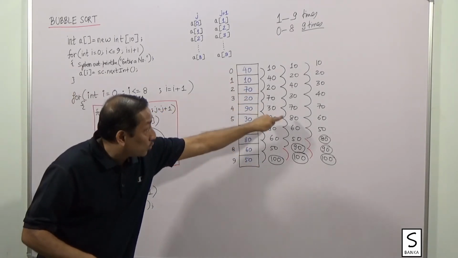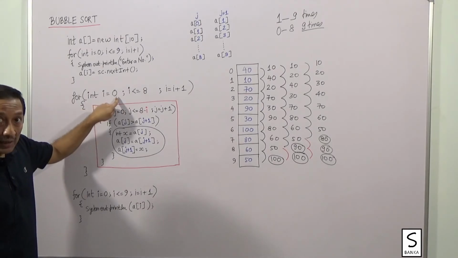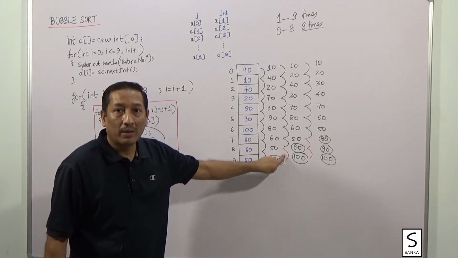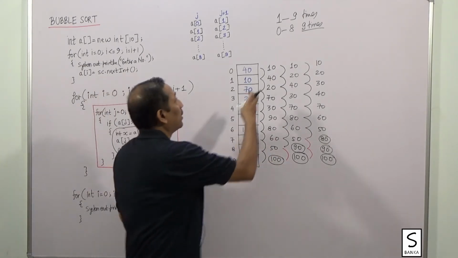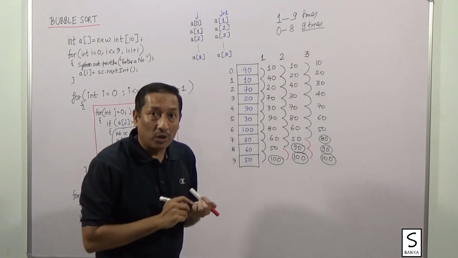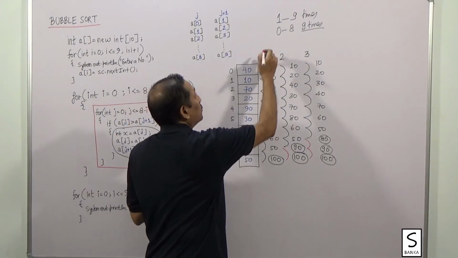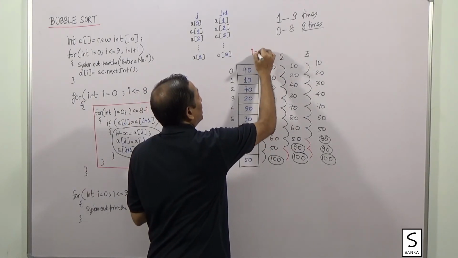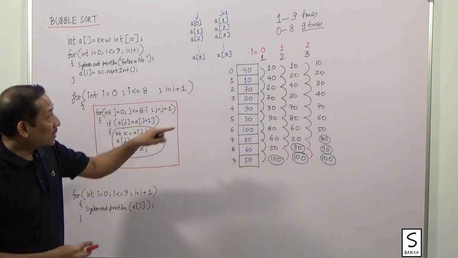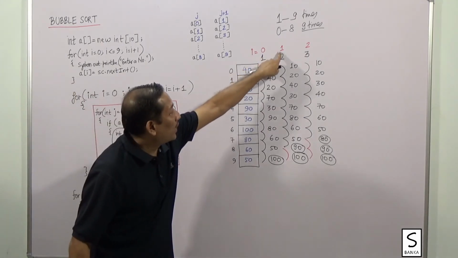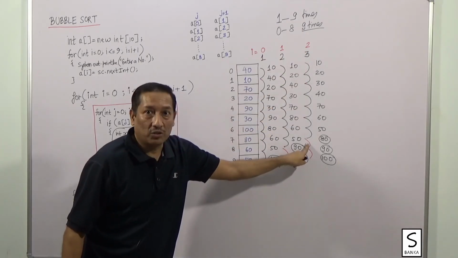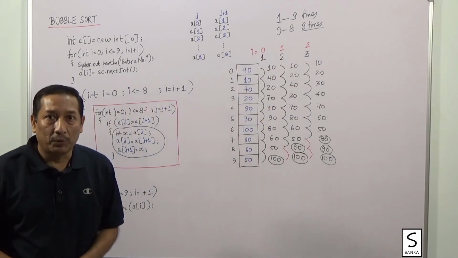But in the next round, since i becomes 1, 8 minus 1 is 7, so one comparison will be reduced. See, this is your round number 1, this is your round number 2, this is your round number 3. Now, round number 1 actually is numbered as 0, because in that case the value of i is 0. Here the value of i is 1, here the value of i is 2. So in the next round, 8 minus 1 reduces one comparison. In the next round, 8 minus 2 reduces 2 comparisons. And that way, we improve our program.